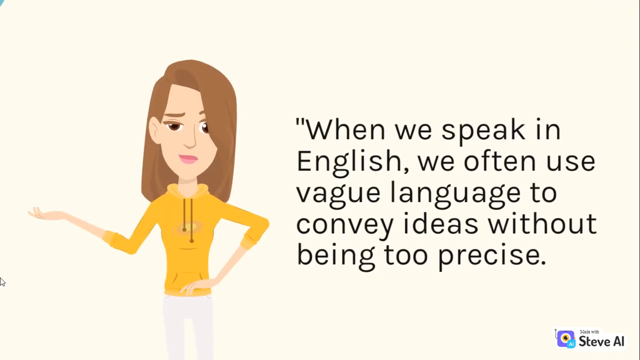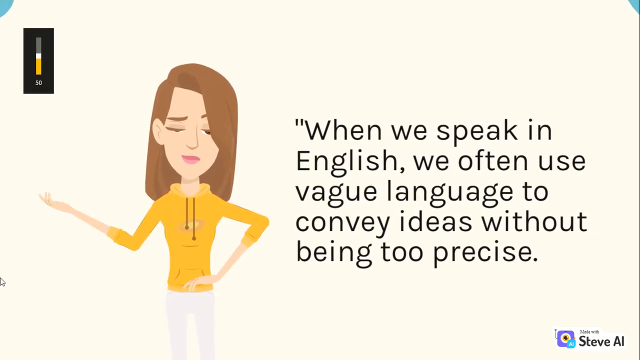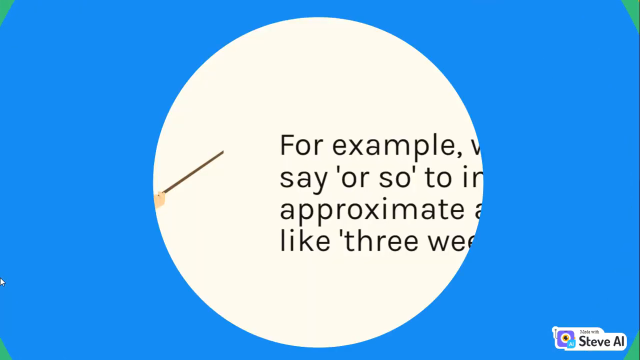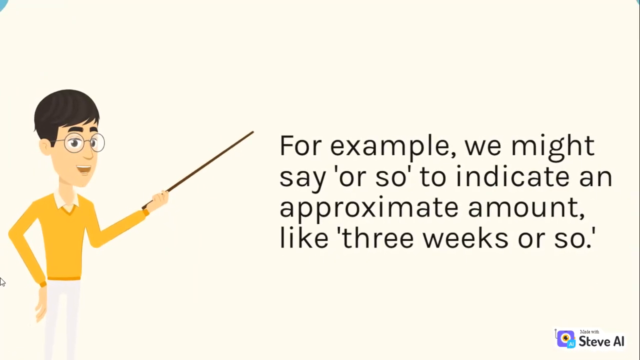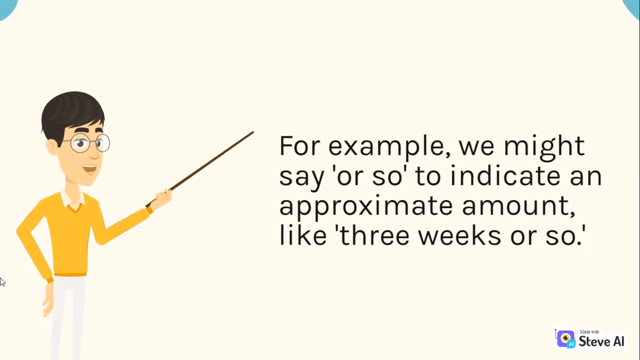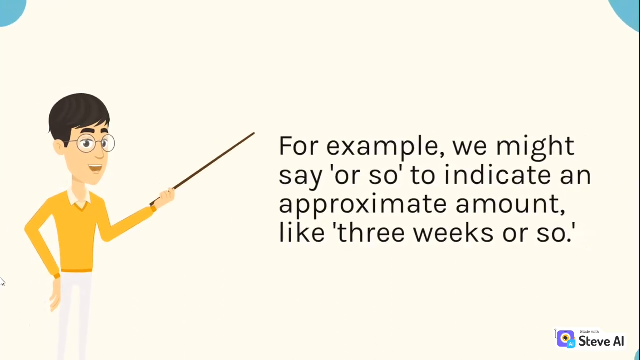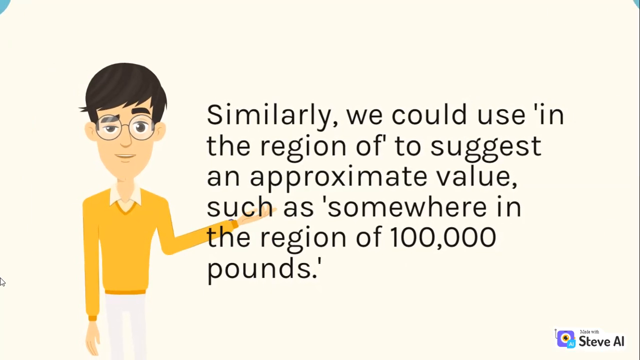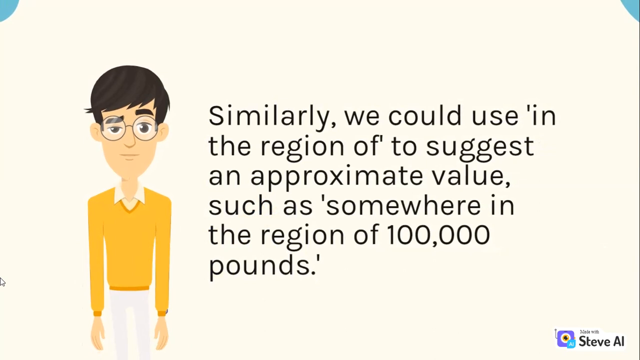When we speak in English, we often use vague language to convey ideas without being too precise. For example, we might say "or so" to indicate an approximate amount, like "3 weeks or so." Similarly, we could use "in the region of" to suggest an approximate value, such as "somewhere in the region of £100,000."